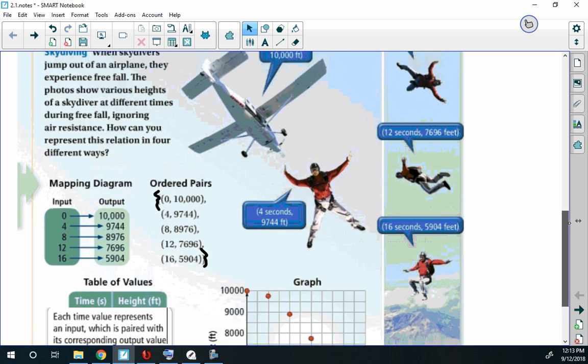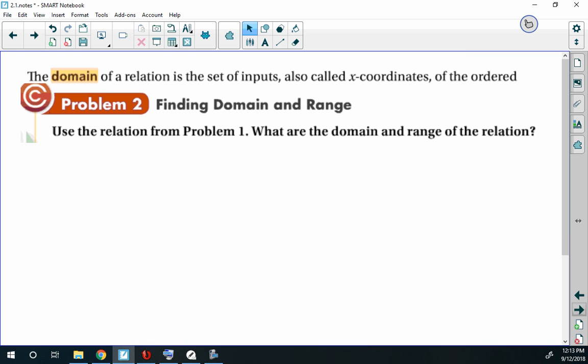So how can you represent this? So they already kind of gave us the answers. Let's move on to the next one. Using the relation from problem 1, what are the domain and the range?